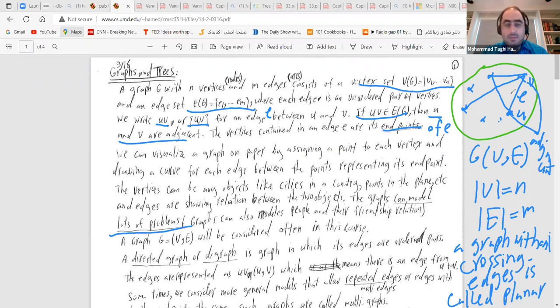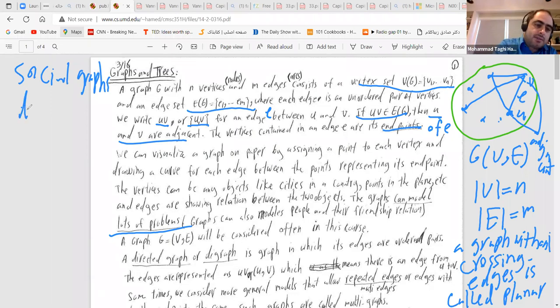Another application is, for example, that these are the people, and this is the friendship between them. These are the social graphs. So social graphs especially are very important. Social graphs are the ones where the people are connected if they know each other.